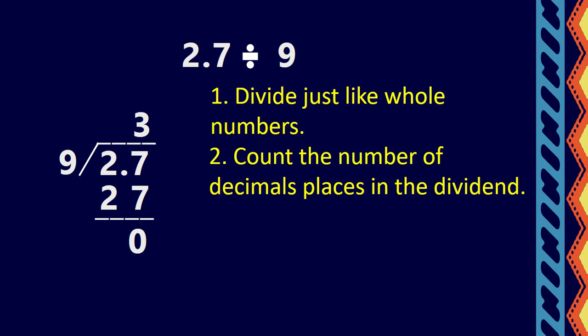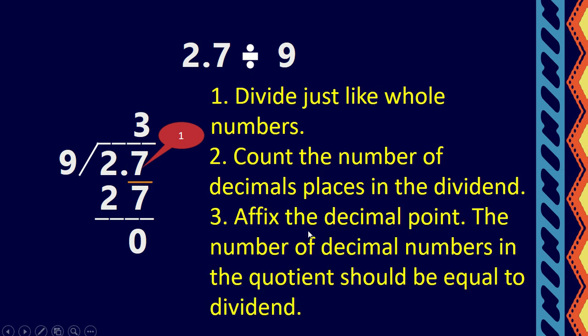Step 2, count the number of decimal places in the dividend. Our dividend is 2.7. How many decimal places do we have? We only have 1. Since we have 1 decimal place in the dividend, we're going to affix the decimal point. The number of decimal places in the quotient should be equal to the dividend. So the answer is 0.3, or 3/10.